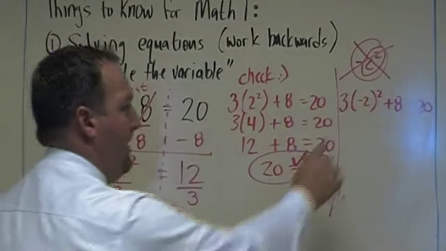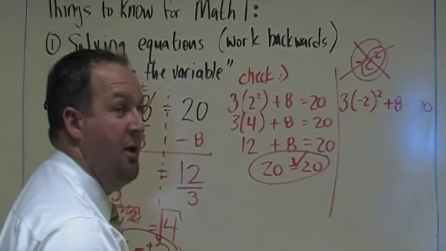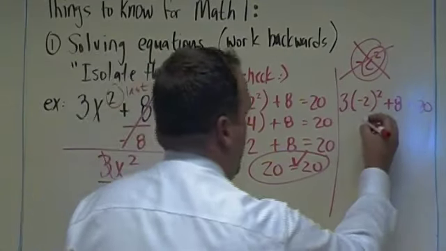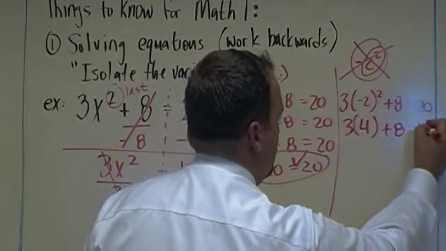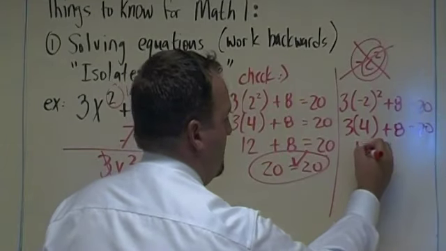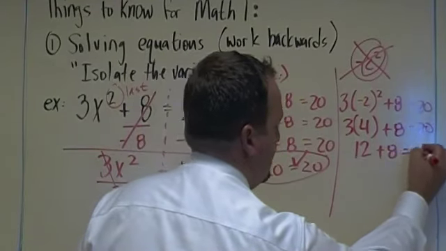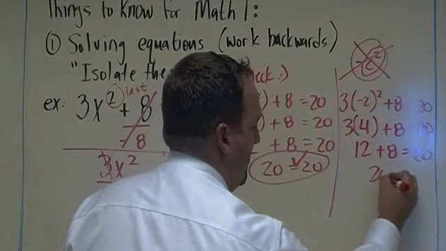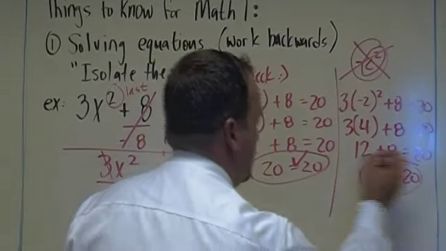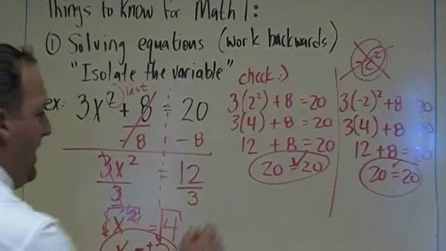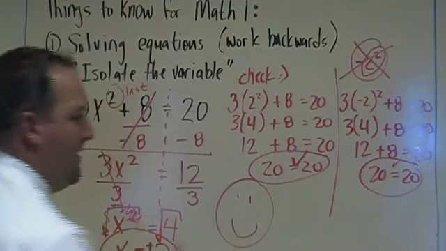Negative 2 squared is negative 2 times negative 2, which is going to give you 4. And 3 times 4 plus 8 is what you come up with. 3 times 4 is 12 plus 8. 12 plus 8 is 20. And 20 equals 20, which is a true statement. So we know that both work, and we are happy.